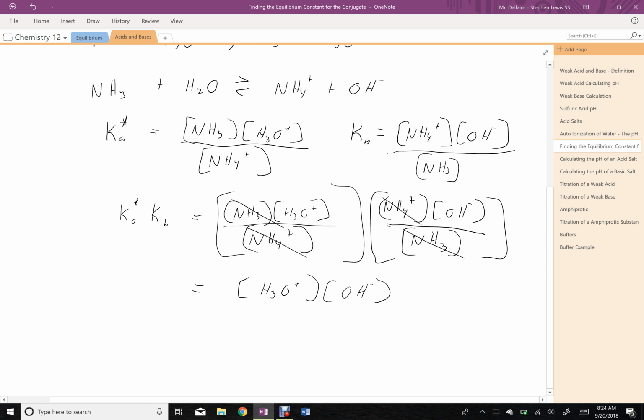Well, I can recognize that. That's the normal K expression for water. So this is actually equal to Kw, or 1 times 10 to the negative 14. So I can relate the equilibrium constant from the reverse reaction of a conjugate of a weak base to the normal equilibrium constant for that base to determine what the K expression would be using this equation right here.